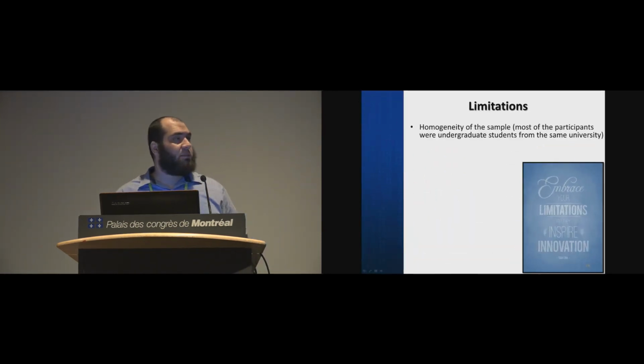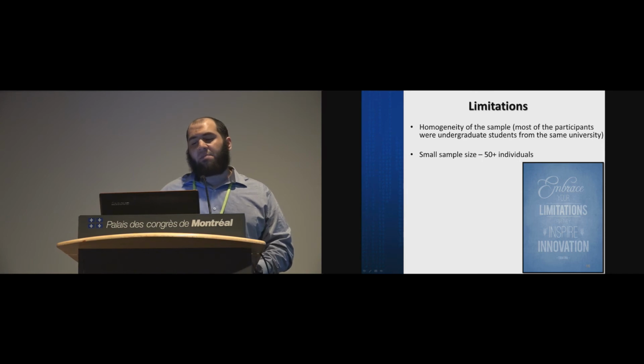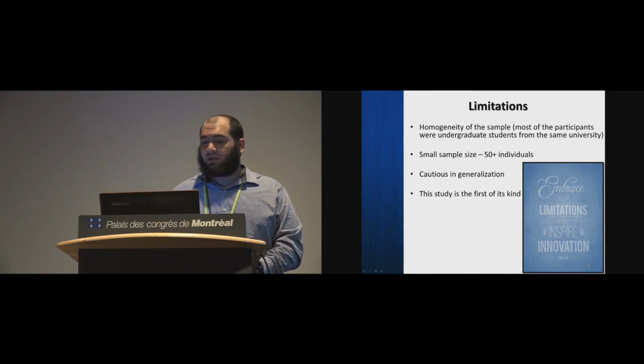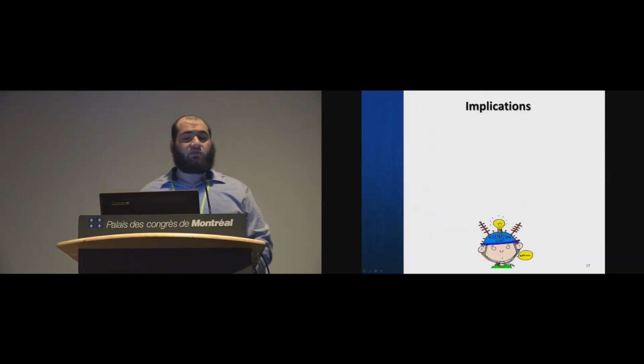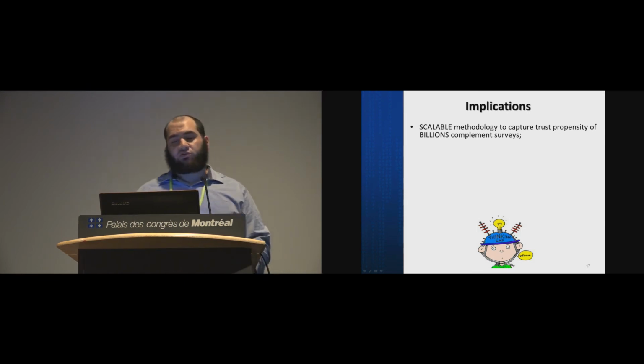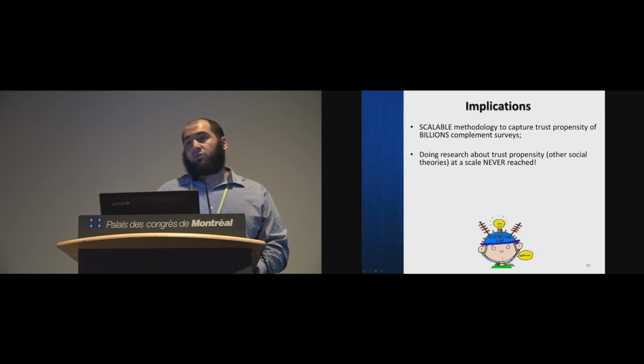We acknowledge some of the limitations of this work: the homogeneity of our sample, as well as the fact that our sample size is a little bit small, 50 plus individuals. So this makes us cautious in generalizing our findings. However, this study is the first of its kind, and has great implications with some refinement and validation. We are proposing a scalable methodology that will capture trust propensity of billions that one day may complement surveys. This new method will allow us to do research about trust propensity and hopefully in the future other social theories at a scale that has never been reached before.